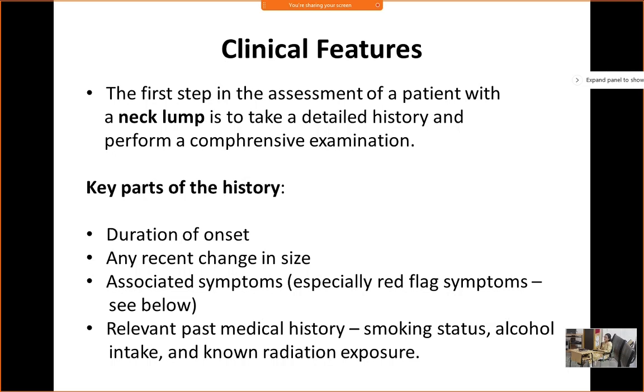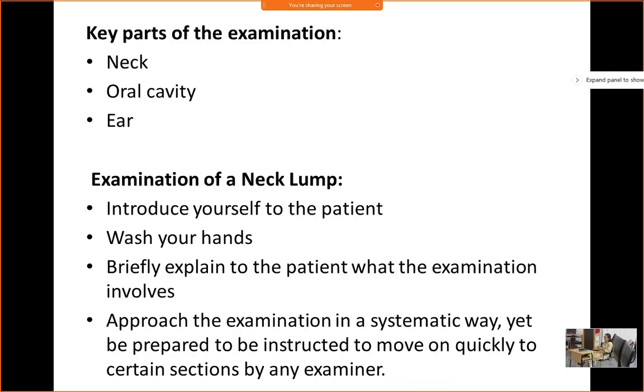Any relevant past medical history, the smoking status, the alcohol intake, but in particular for any neck swelling, it should be any history of radiation exposure in the past. Now the key part: if a patient comes to you with a neck swelling, it doesn't mean that you should examine only the neck. When it comes to the local examination, it should extend into the oral cavity as well as the ear of the patient.